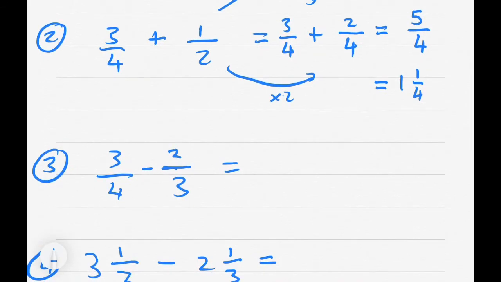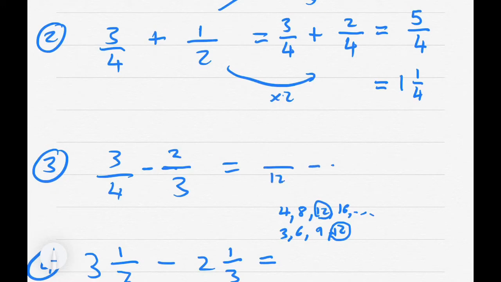Okay, next one. We've got 3/4 take away 2/3. Now, the rules for subtracting are the same as adding. You just need the same bottom number, that denominator, and then you can just subtract that second fraction. So let's have a look. So we've got 4 on the bottom, we've got 3 on the bottom. So let's find the lowest common denominator. So 4, 8, 12, 16, and so on. So that's for the 4. Let's do the 3 one. So 3, 6, 9, 12. So we can see now that 12 is the lowest number they both share. So that's the lowest common denominator.